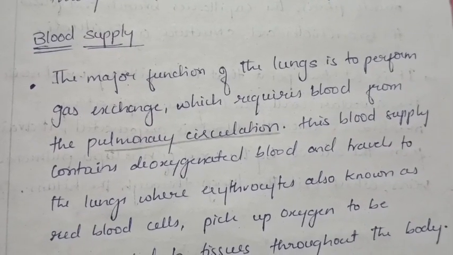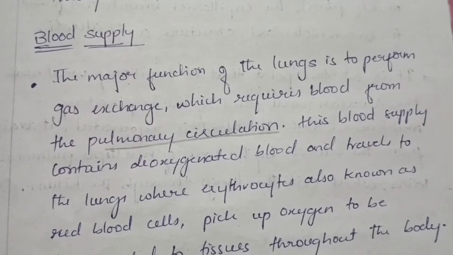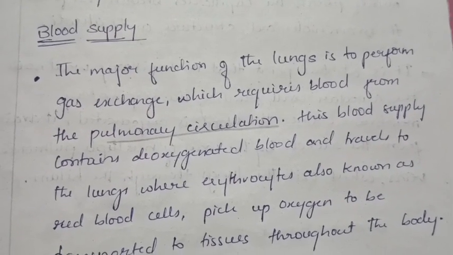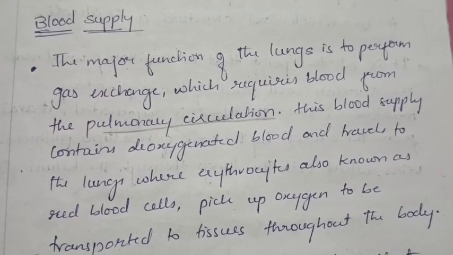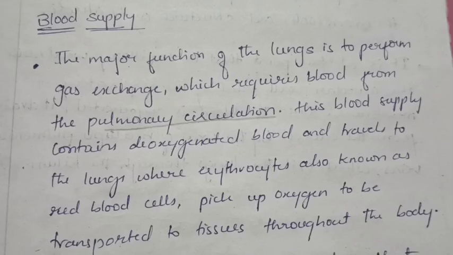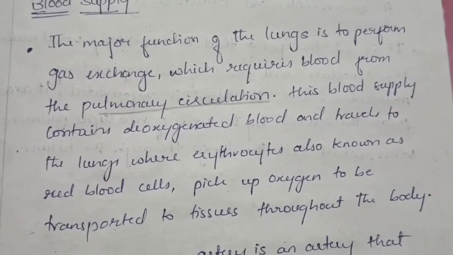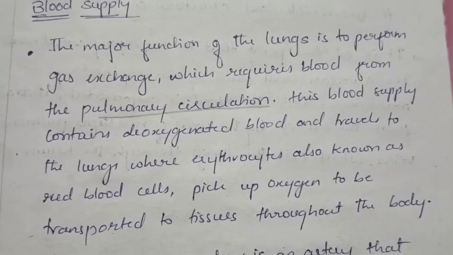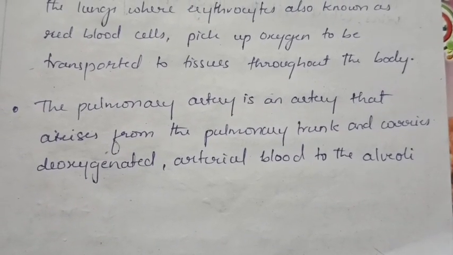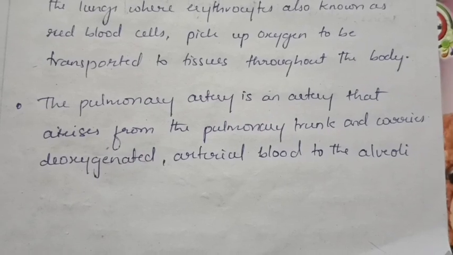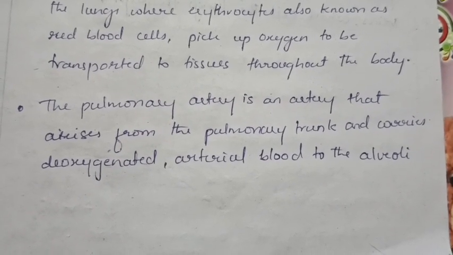Blood supply. The major function of the lungs is to perform gas exchange, which requires blood from the pulmonary circulation. This blood supply contains deoxygenated blood and travels to the lungs, where erythrocytes, also known as red blood cells, pick up oxygen to transport to the tissues throughout the body. The pulmonary artery arises from the pulmonary trunk and carries deoxygenated blood to the alveoli.